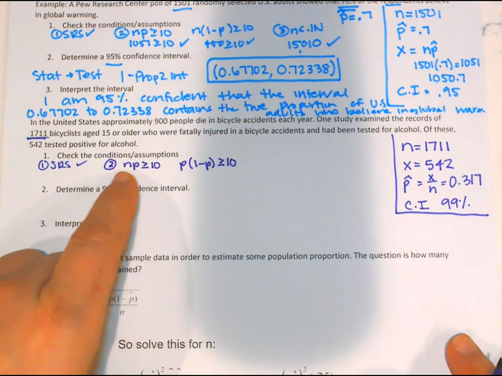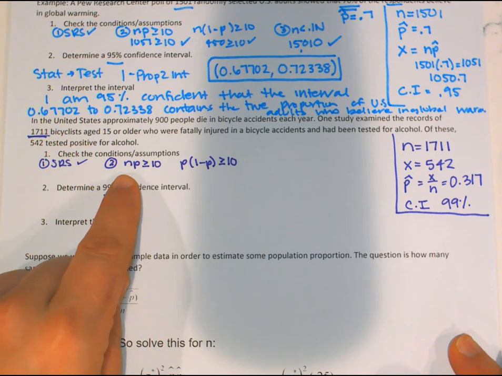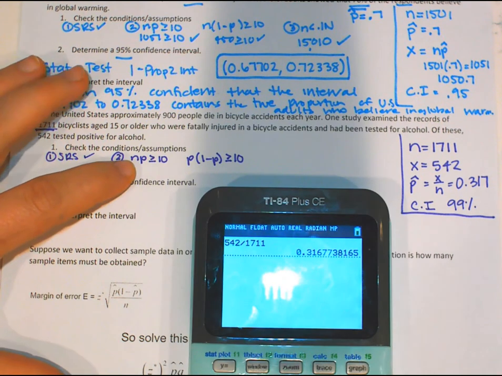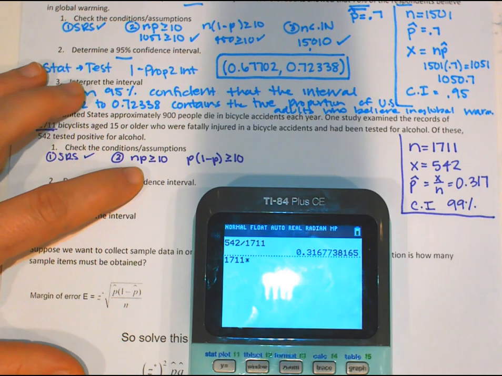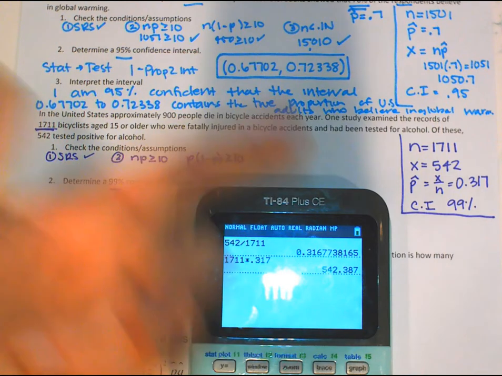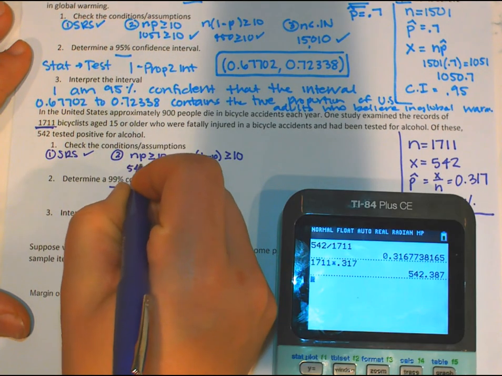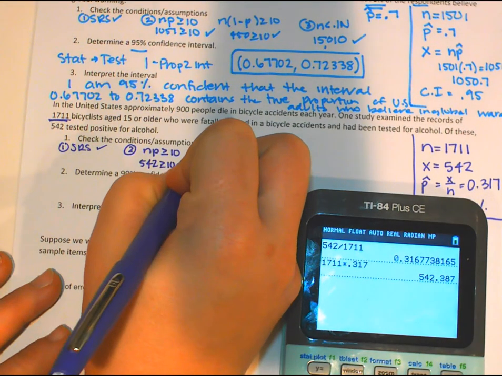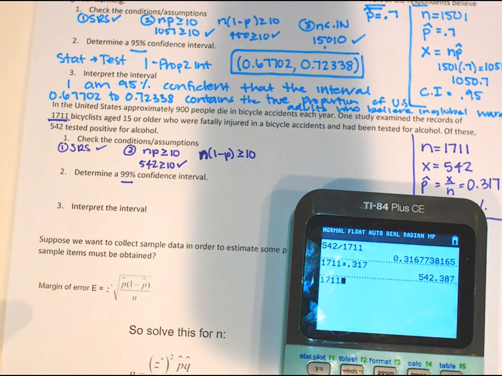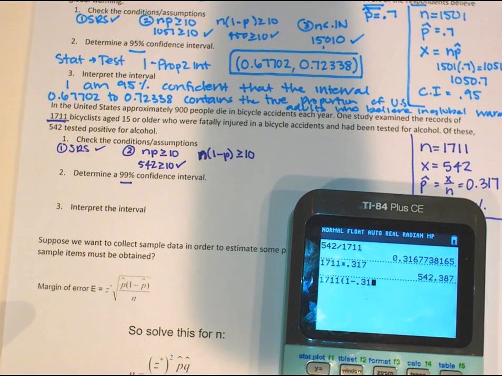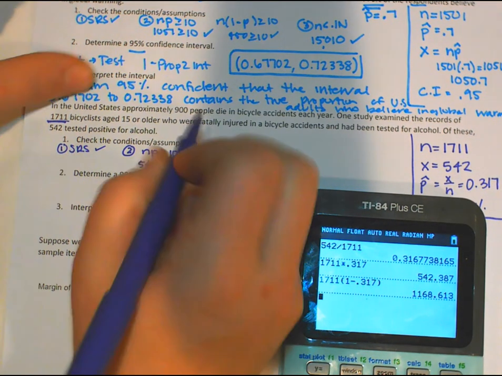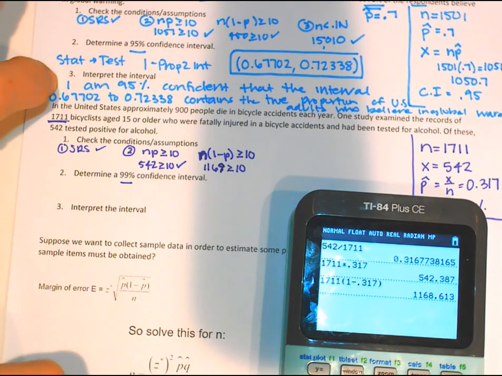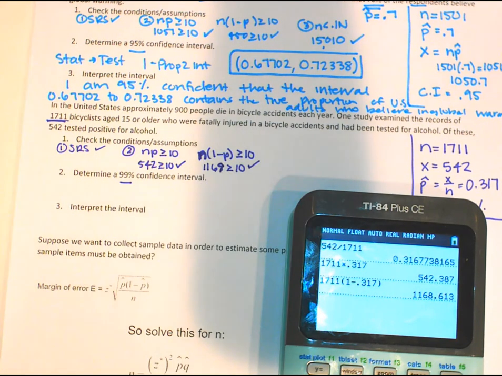Remember, N times P is just X, so you don't really have to solve for this. You already know it's 542, but if you wanted to, 1,711 times P, which is 0.317, gives me 542. Again, we'll just round it. And then N times 1 minus P, so 1,711 times 1 minus 0.317 gives me 1,169, really, which is also greater than or equal to 10. So our condition in sample size is met there.